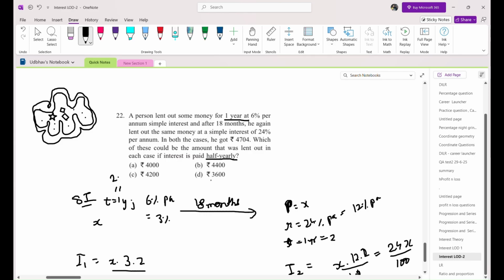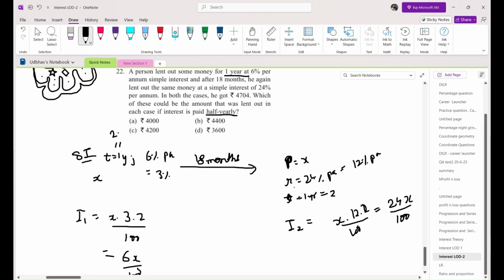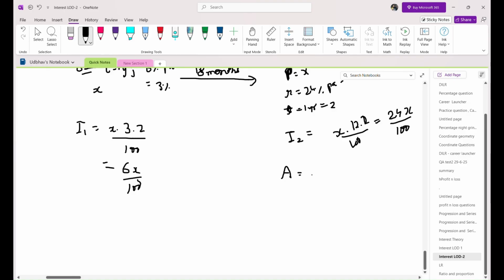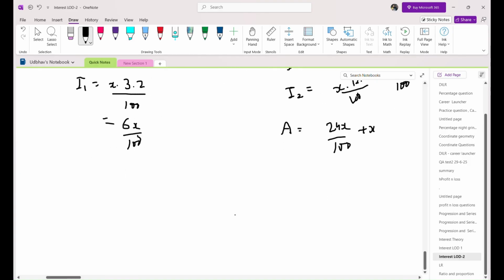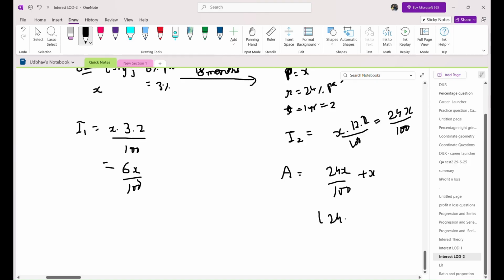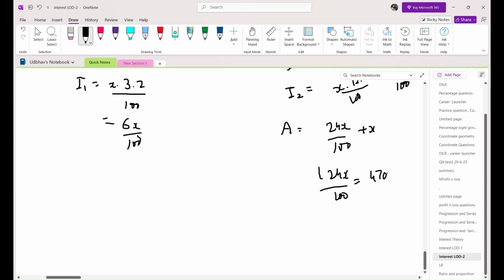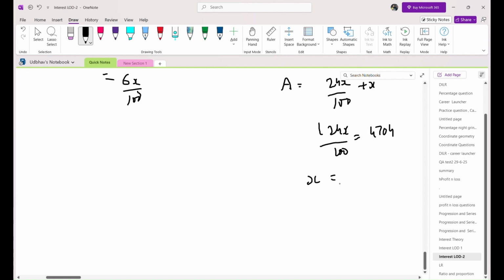And we are given that in both the cases he got 4704. So what is the amount he'll be getting here? He'll be getting 24x upon 100 plus x, so that will be 124x upon 100. And what is the amount given? 4704. So we can equate it. So x will be 470400 divided by 124. It comes out to be 3793.